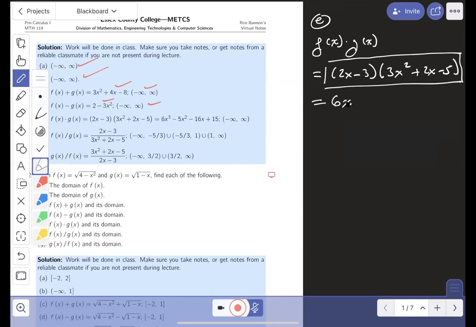All right, that's 6x cubed plus 4x squared minus 10x. That was distributive property multiplication. I distribute the 2x across the three terms. Now I'm going to do the minus 3. What do you get? Minus 9x squared minus 6x plus 15. Combine the terms. What do you get over here? Add like terms: 6x cubed minus 5x squared minus 16x plus 15.